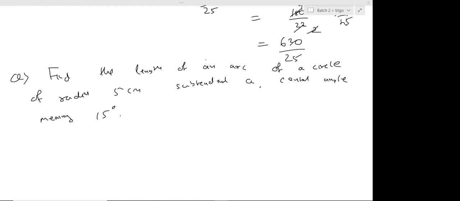Theta must be in radians, Rahman. When using this formula, theta must be in radians. After that, you can convert that into degrees and something else. But here, theta must be in radians.